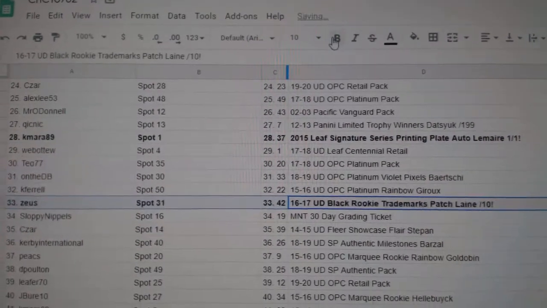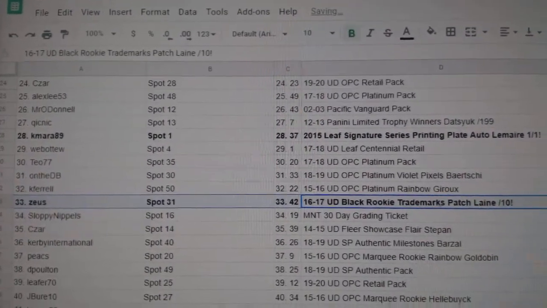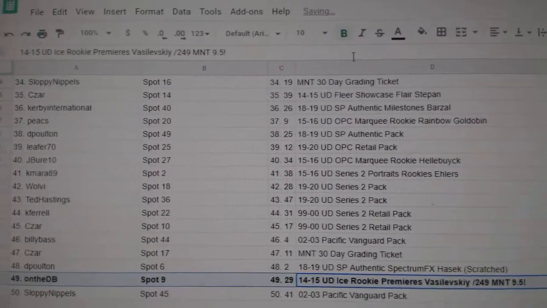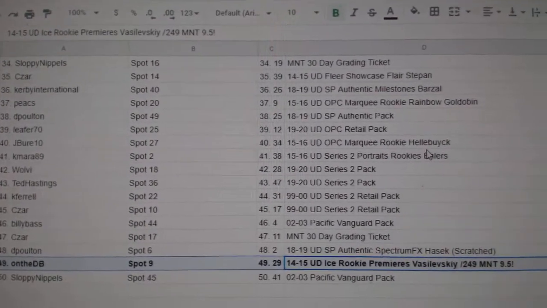The Line A, one of the coolest patches you can see from there, goes to Zeus. And the Vasilevsky goes to On the DB.